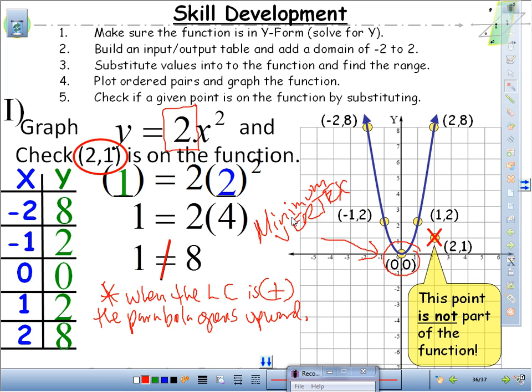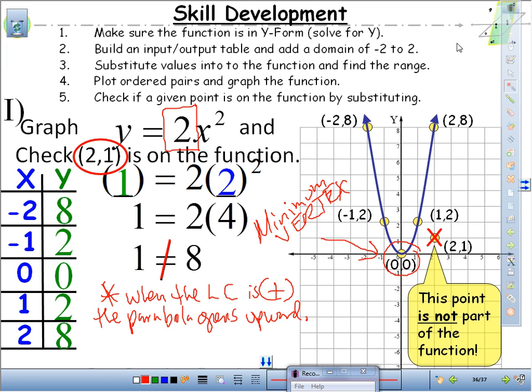We're going to do one of those. Okay. So here we go. So with that said, steps. Was it solved for y? Yes. Build an input output table? Yes. Domain -2 to 2? Yes. Substitute values and get our range? Yes. Plot and graph? Yes. And check for the point to see if it's in the function? Yes, we did that. Any questions?